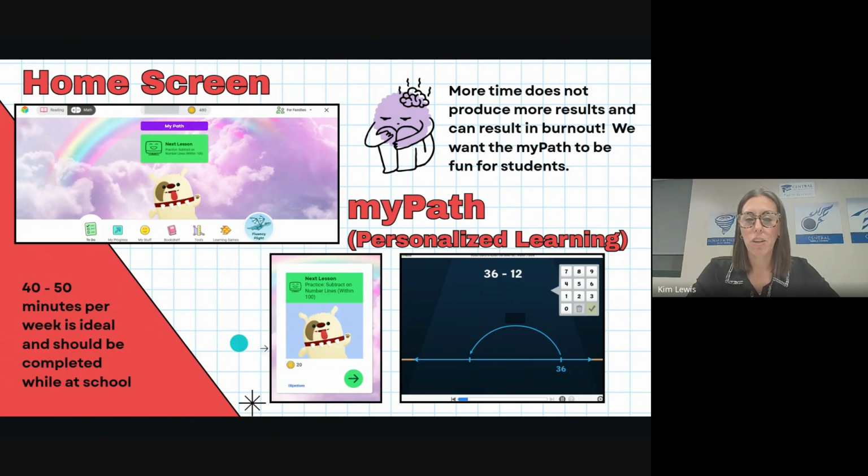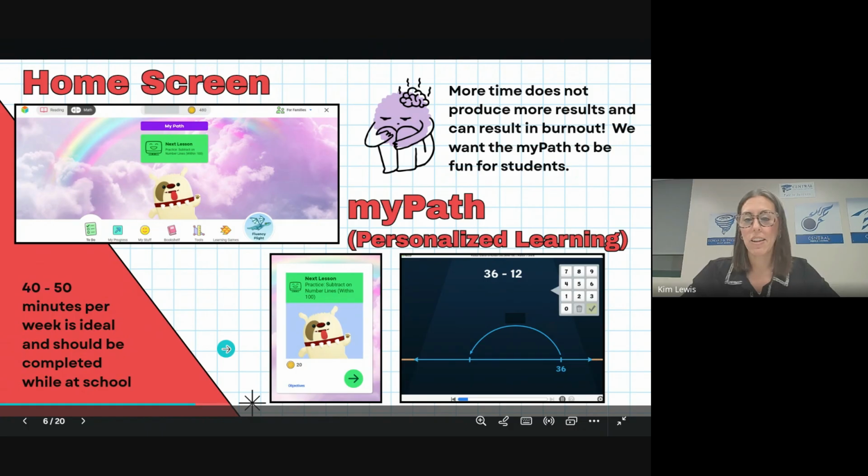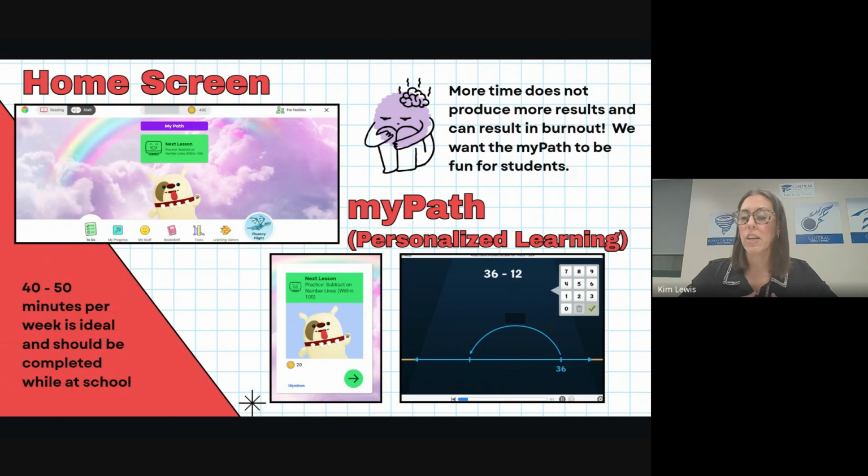So I just took some screenshots so you can see it is very kid friendly. It is more like gamified learning, but it is at their level, and it is giving them some instruction that goes along with it. So it's not just a game. It does tell them if they're getting it incorrect, and it will tell them at the end if they passed that lesson or not. And the teacher gets that feedback as well.